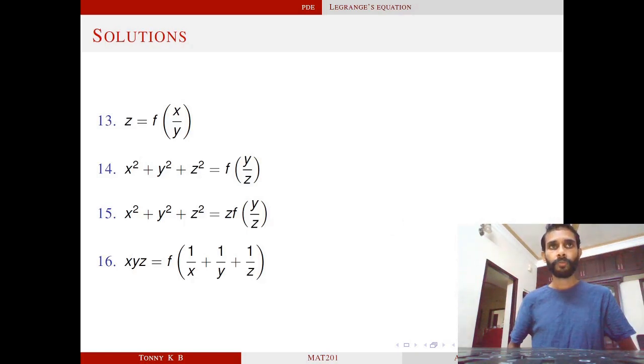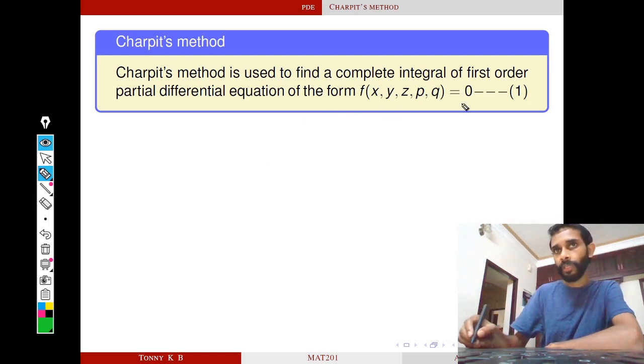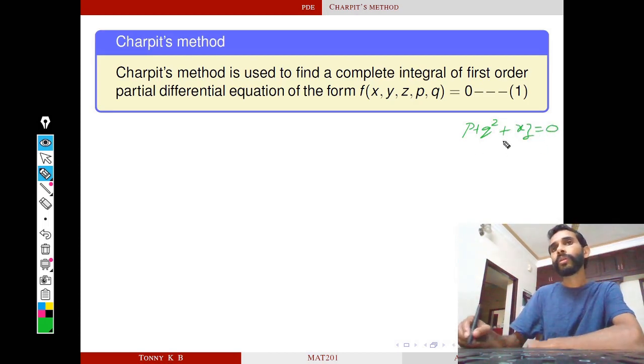These are the solutions of the previous homework. Charpit's method is used to find a complete integral for a general first order partial differential equation. This is the general form of a first order partial differential equation, an equation involving x, y, z, p and q, because p and q are first order derivatives. For example, p plus q square plus xz equal to 0. This is a first order partial differential equation.